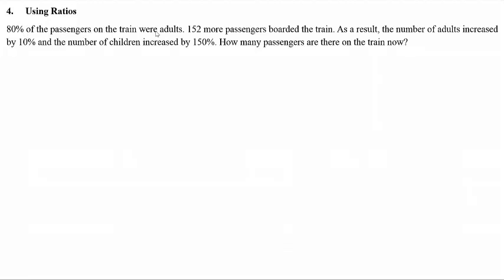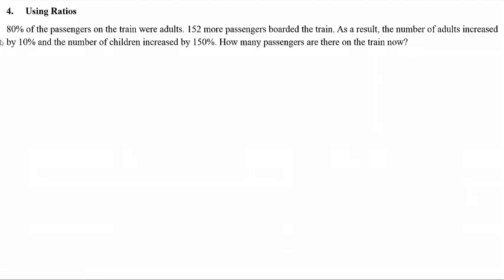80% of the passengers on the train were adults. 152 more passengers boarded the train. As a result, the number of adults increased by 10% and the number of children increased by 150%. Alright, so we need to know how many passengers are there on the train now. Okay, so these 152 more passengers, there are some adults and some children, right, which we don't know. But we don't know out of these 152 how many are there.